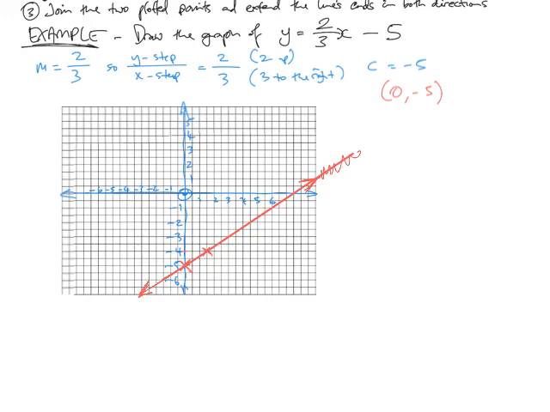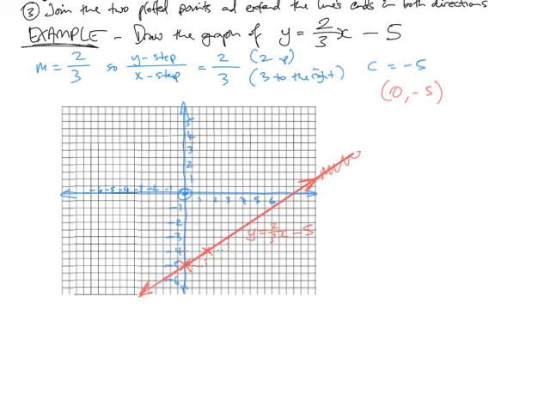So then the final step was to always label your line. So that is y is 2/3 x, take 5. Let's confirm that that's correct. Well, a c of -5 indicates it's going to cross the y-axis at -5. A gradient of 2/3 indicates it goes 2 up for every 3 across. So you can see that from here.